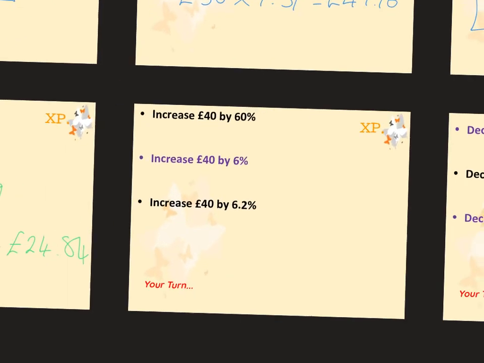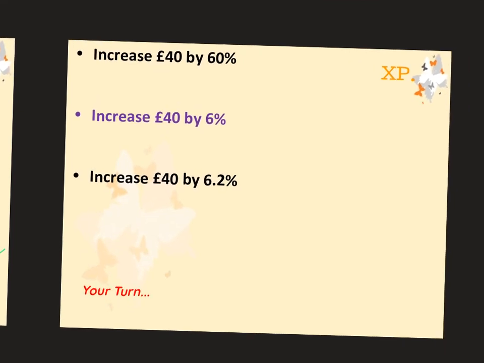Right, what I want you to do now is pause and have a go at these three questions, and then I'll go through them to see if you've got them right. So to increase £40 by 60%, you should have done 40 multiplied by 1.6. I'm not going to put the answers on. As long as you've got that working out right, you'll know your answer's correct because you'll have put it in your calculator.